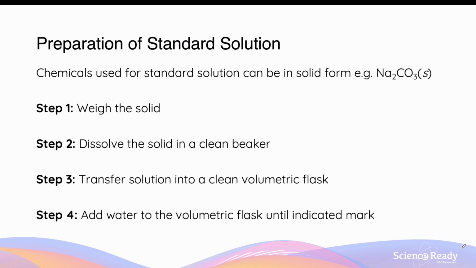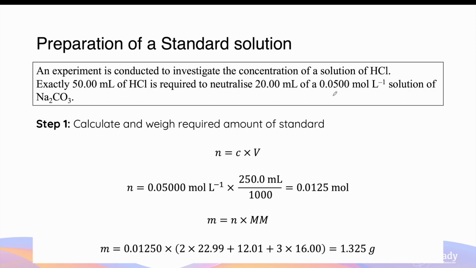Let's use that example to go through the process of preparing a standard solution. We'll focus on preparing a primary standard solution. So as we discussed, the sodium carbonate is our standard solution. Sodium carbonate usually comes in solid form as it is an ionic compound. So the first step is to weigh out an appropriate amount of sodium carbonate, dissolve this solid in a clean beaker, and once we have the solution of sodium carbonate, we'll then transfer this into a clean volumetric flask in which we can add additional amounts of water to reach our desired concentration. So our desired concentration of the standard solution is 0.05 mol per liter.